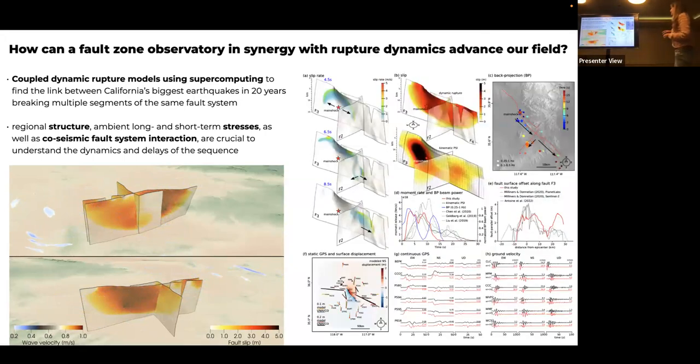I won't go into the details because I think this was presented at SCEC before, but we can really use all of these different observables, from back projection, static GPS, surface displacements, continuous GPS, ground velocity, so far-field recordings, to constrain dynamic models that can explain the complexity of the events. And what we also see in a similar effort, by turning on and off different ingredients, is that we do need all of this information to understand the dynamics and the delays of the sequence.